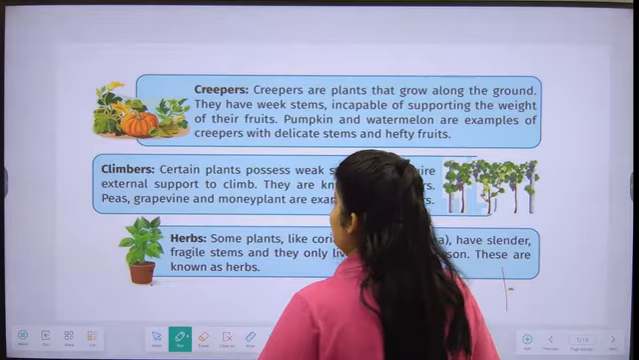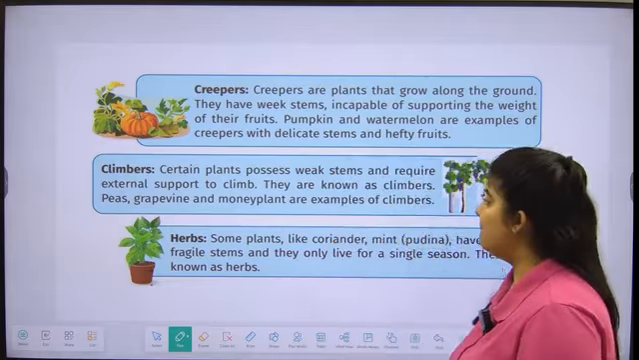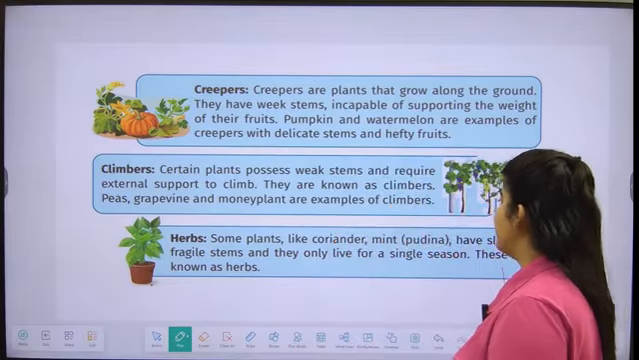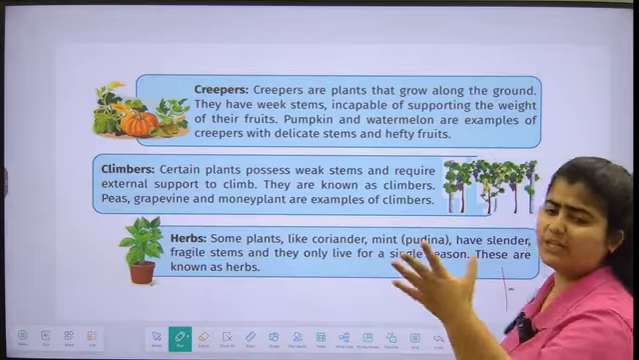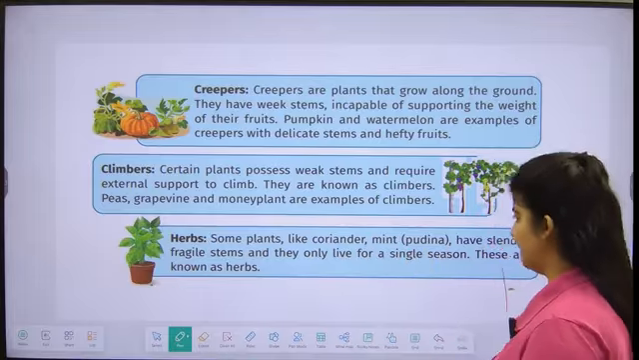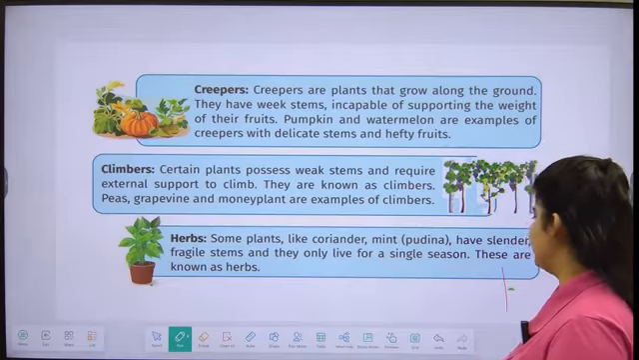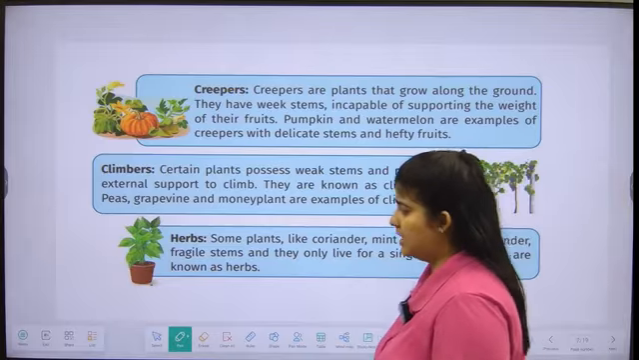Okay, then comes herbs. Some plants like coriander, mint, pudina have slender and fragile stems. Stems that break as soon as you touch them. They only live for a single season. These are known as herbs.